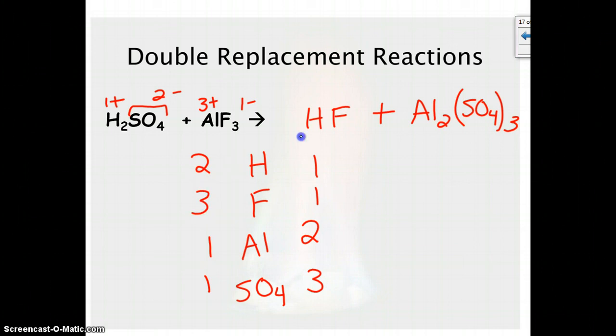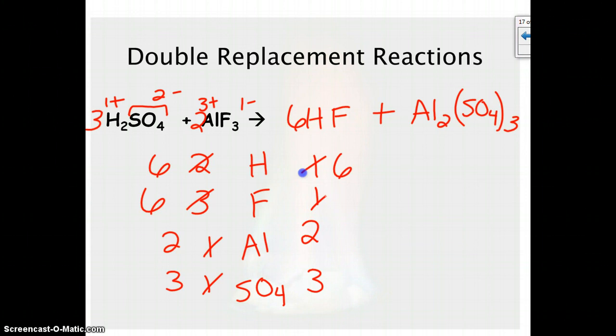Okay, so I have 2 H's, so I'm going to need, all right, let's look at these first because these are definitely going to affect me more. I'm going to need the 3 SO4s, which is going to give me 6 H's, 3 SO4s. Then I'm going to need 2 Als, which is going to give me 6 F's, and put a 6 there, and we're all balanced out.